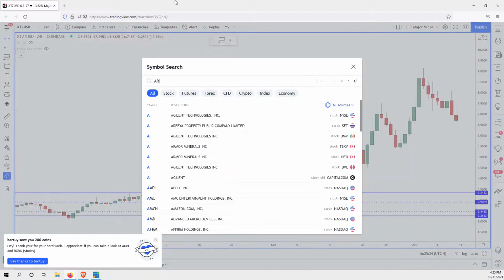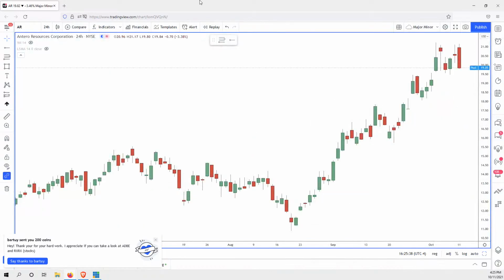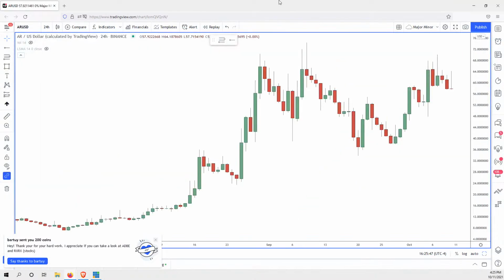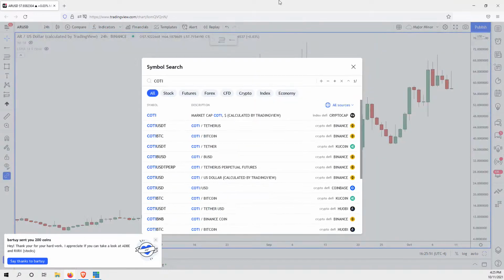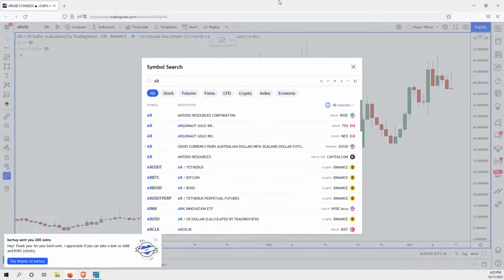All right, let's check AR. Is AR a stock? Let me see. Antero, or is AR a coin? I'm guessing it's a stock. It must be a stock. Well, it could be a coin too. All right, yeah, maybe you could be more specific because I'm not sure. Let me see. Is Coty a coin? Let's see. Yeah, all right. So I'm guessing AR is a coin then. It's probably not the stock.